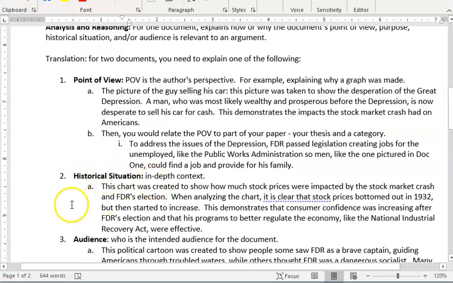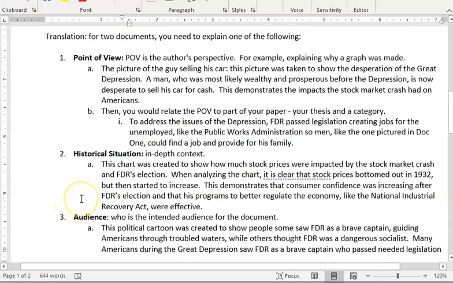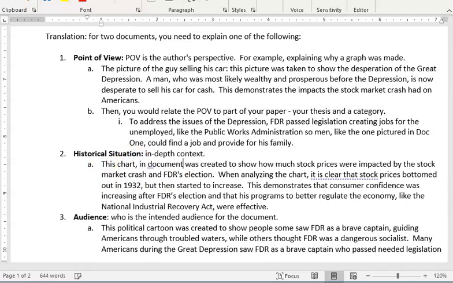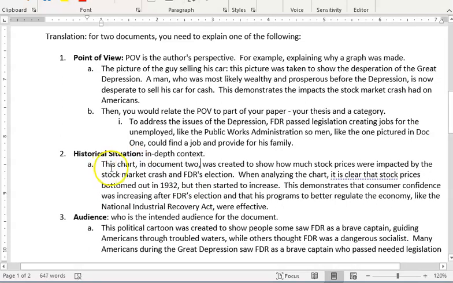Okay, what's the historical situation? That's just in-depth context. Okay, so let's do the chart. This chart in document 2 was created to show how much stock prices were impacted by the stock market crash in FDR's election. When analyzing the chart, it is clear stock prices bottomed out in 1932, but then started to increase. This demonstrates that consumer confidence was increasing after FDR's election, and that his programs to better regulate the economy, like the National Industrial Recovery Act, were effective. Okay, boom, there you go. That's what it looks like for historical situation.